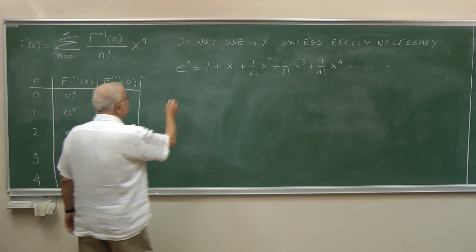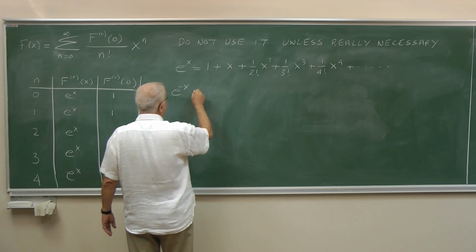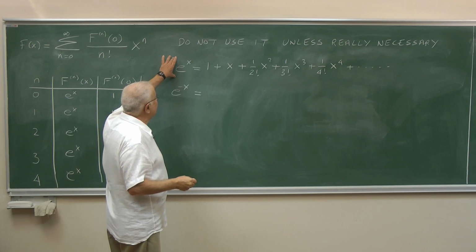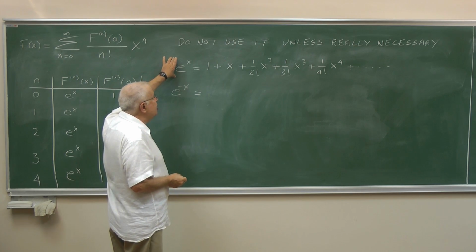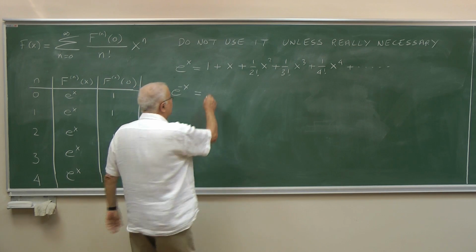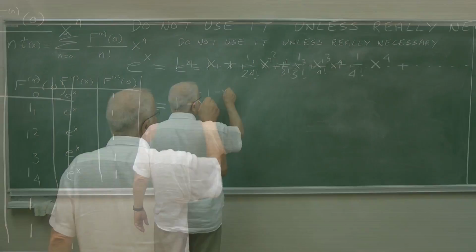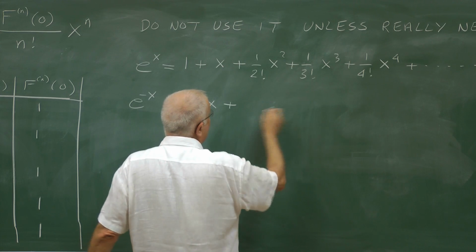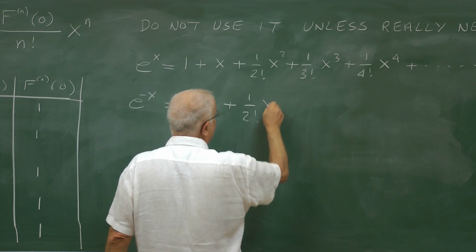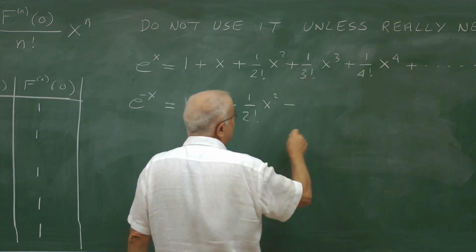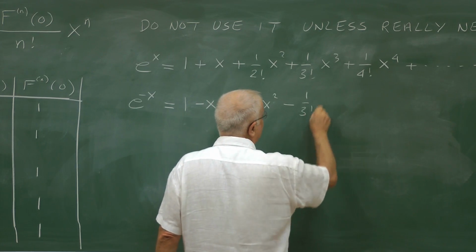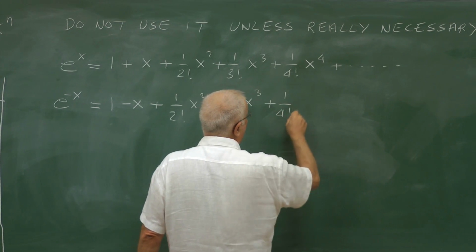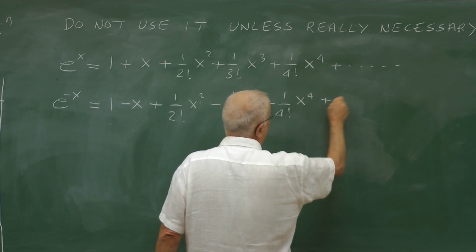How about e to the minus x? E to the minus x is obtained from the exponential series by changing x into minus x. Nothing happens to 1, x becomes minus x. But minus x squared is also x squared, 1 over 2 factorial x squared. The cube changes sign, and nothing happens to the 4th power.